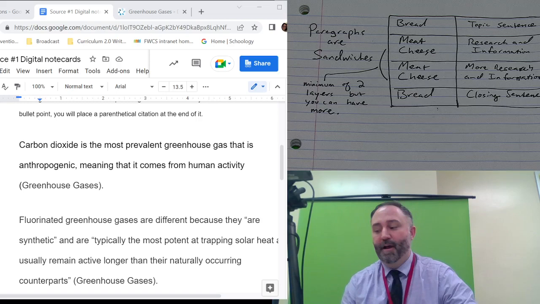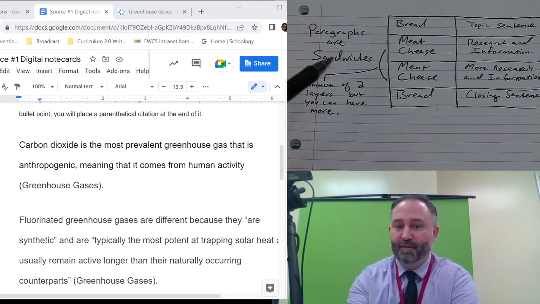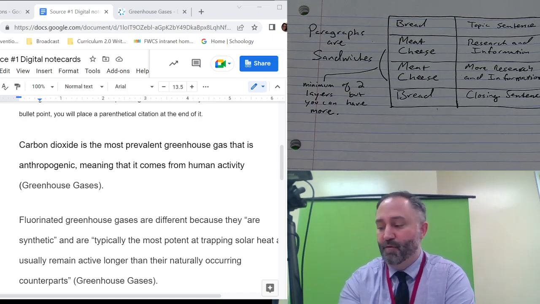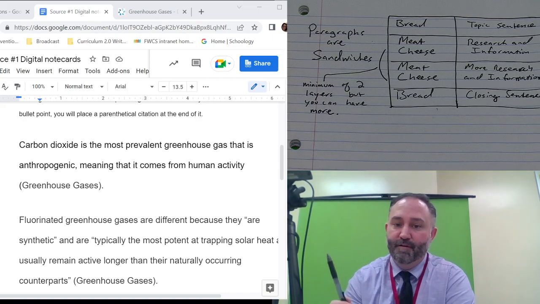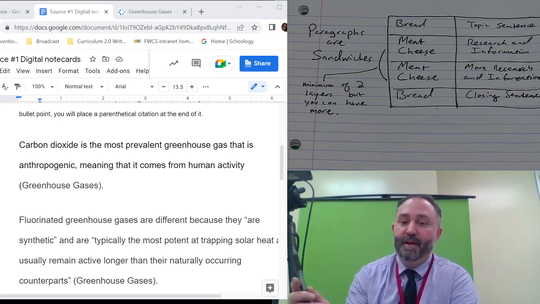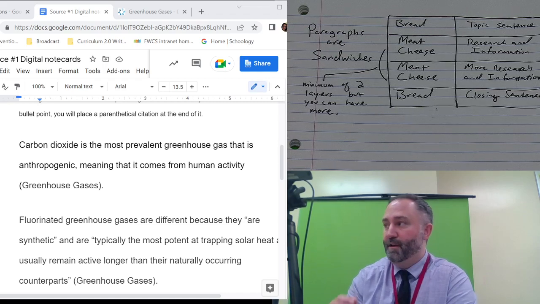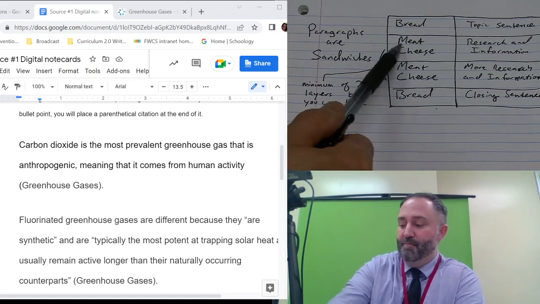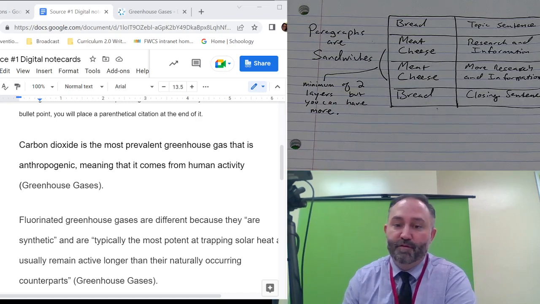Well, in the top right part of the screen, I have a notebook that's live here, and the concept that I'm going to teach is called paragraphs or sandwiches. By paragraphs or sandwiches, what I mean is that every paragraph should have a topic sentence, and that should be your bread. That topic sentence really ought to lead the reader into what your research is about. Secondly, meat and cheese is basically your research and your information.